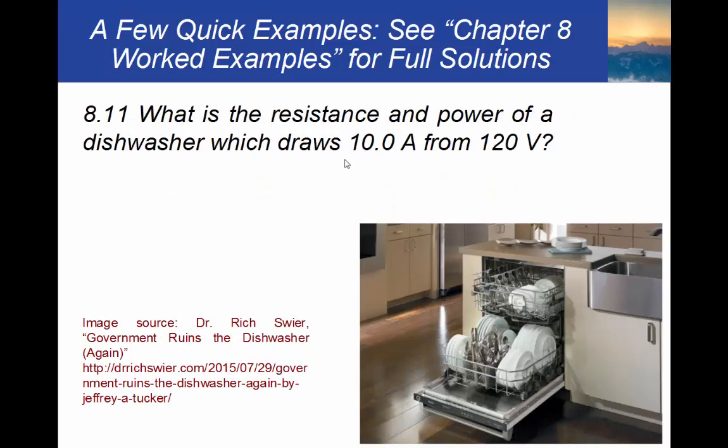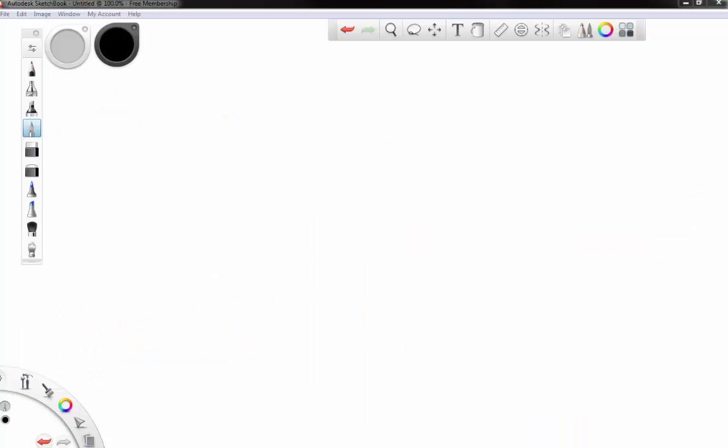So the next question, what's the resistance and power of a dishwasher which draws 10 amps from 120 volts? Oh, this one's really hard because we have to use more than one equation. Our first equation is V equals IR. That's Ohm's law. We're solving that for R. I'll leave you to do the extra steps of algebra, but R is equal to the voltage divided by the current.